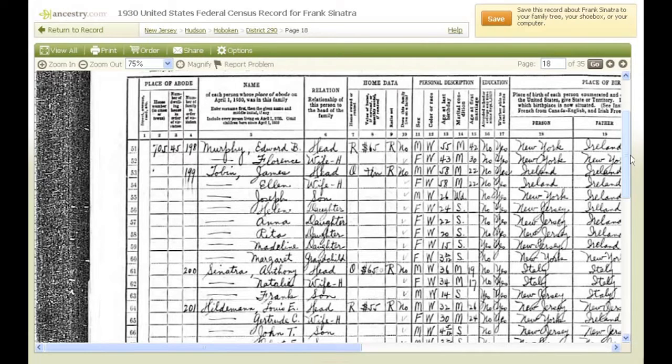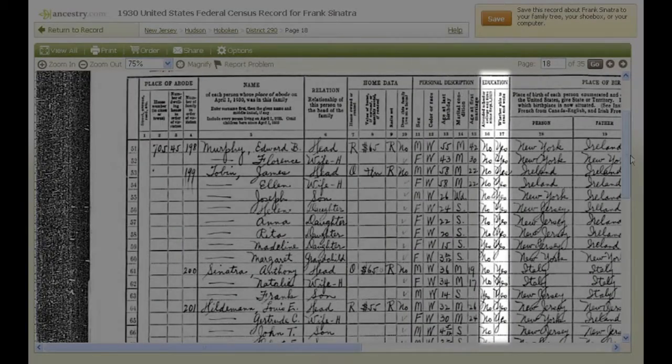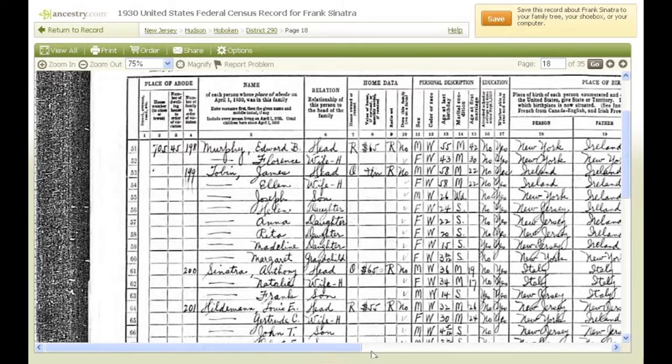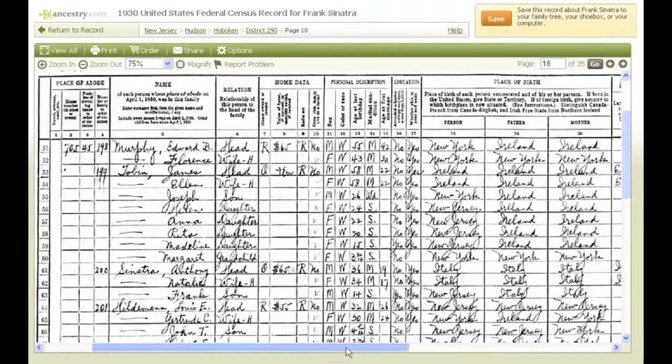You can use this information to search for birth records. The same logic can help you determine what year your ancestor was married, and then search for his or her marriage record from there. Columns 16 and 17 give you education information, which tells you if your ancestor could read and write, and if he or she had attended school since September 1, 1929.